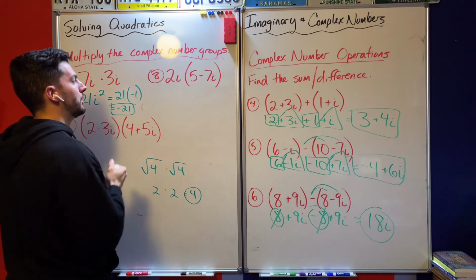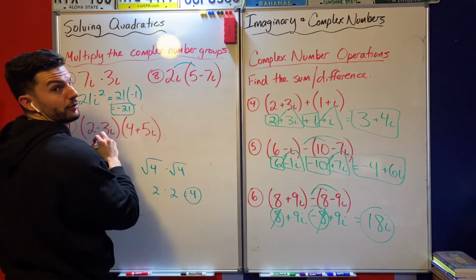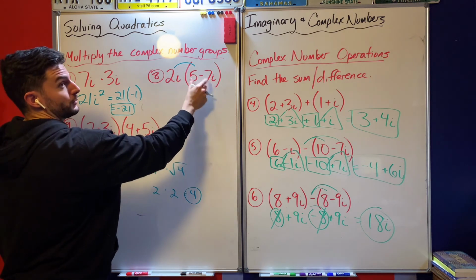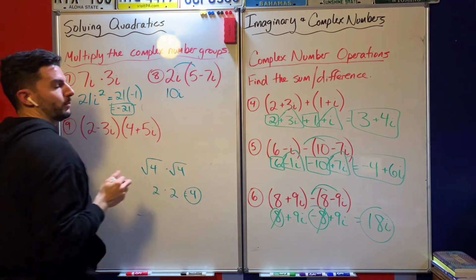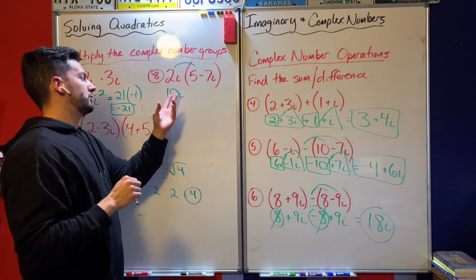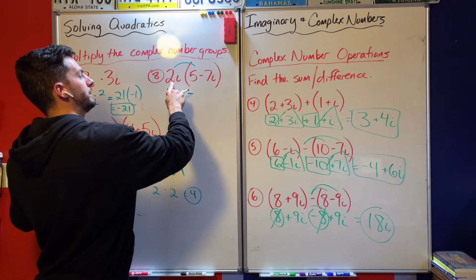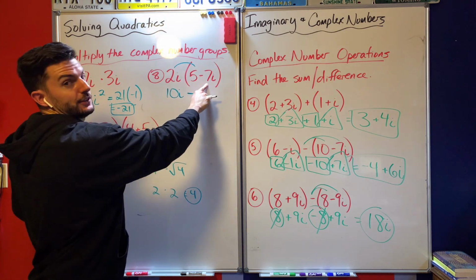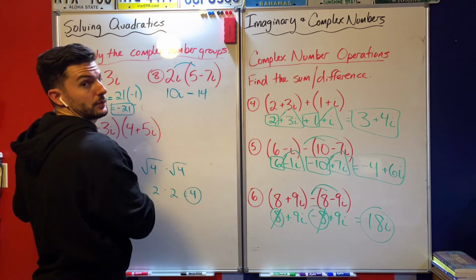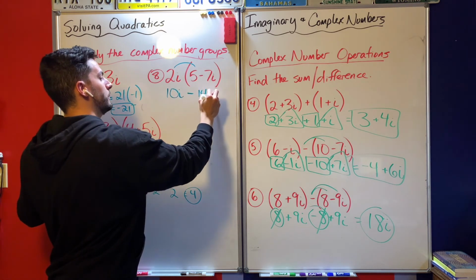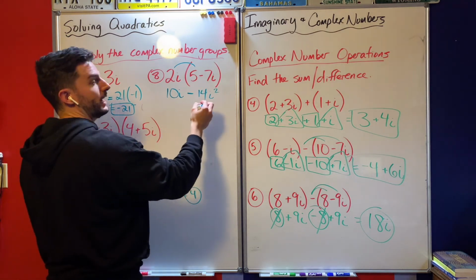All right, now looking at number 8, 2i times 5. It's saying 2i times this group, so I'm going to distribute. 2i times 5, just like how I would multiply if it was a variable term, would be 10i. And then here, 2i times this -7i. So 2 times -7 is -14, and then i times i is i squared. So I have 10i minus 14i squared.